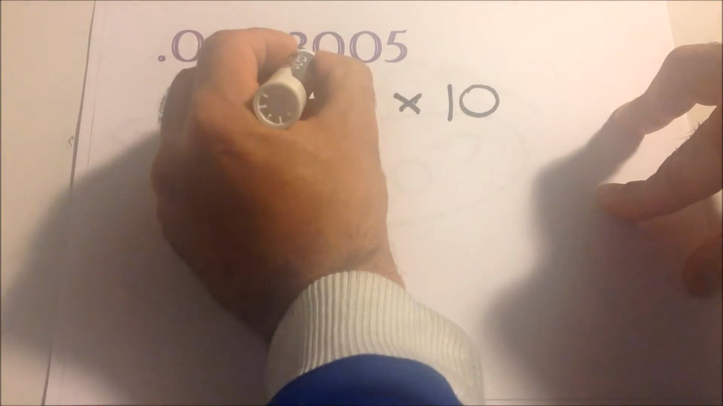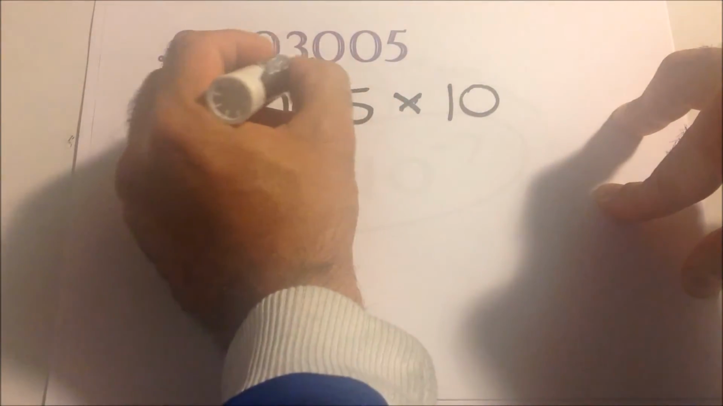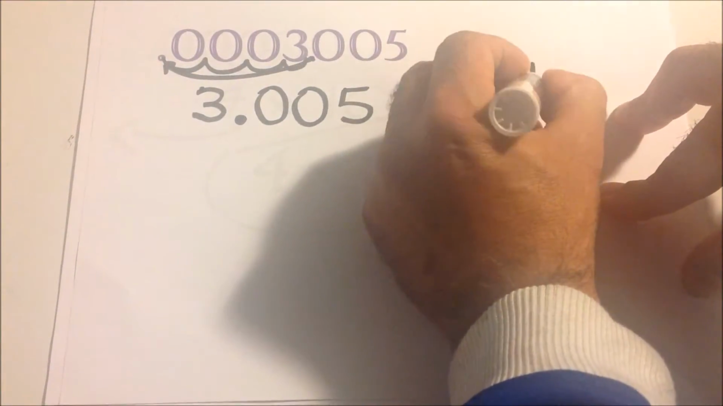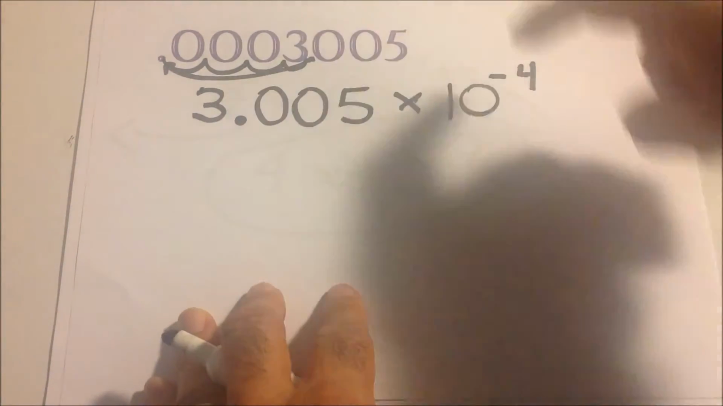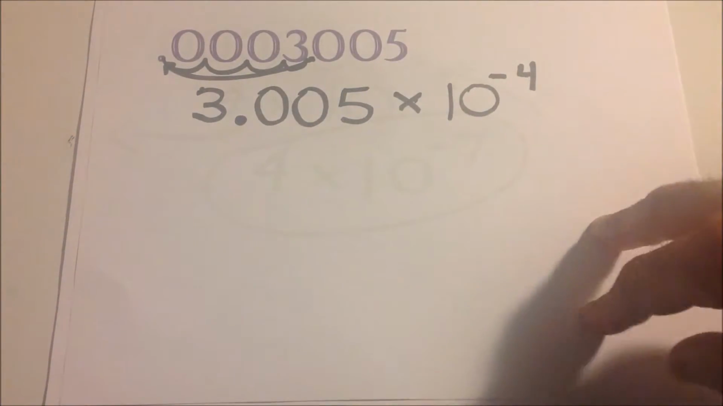Now if the decimal was here, how can we get it to there? How many spaces do we have to move? 1, 2, 3, 4. And it'll be negative 4. Okay? And again, we have a standard form and a scientific notation.